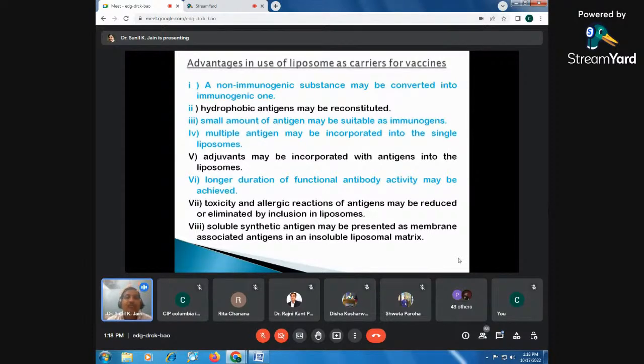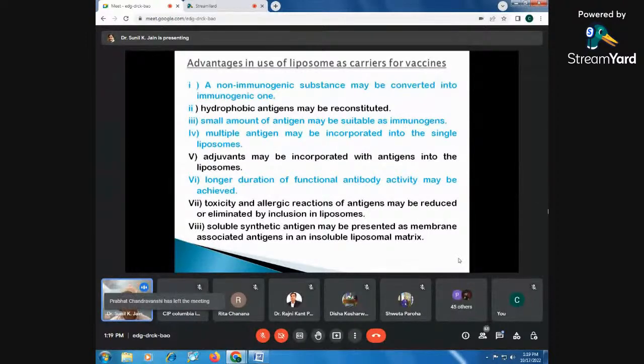Now, as I have discussed that we can use nanoparticles as a carrier for vaccines, similar to that, liposomes also offer certain characteristics so that they can be used as a carrier for vaccines. First point is that non-immunogenic substances may be converted into immunogenic ones. Hydrophobic antigens may be reconstituted. A small amount of antigen may be suitable as immunogen. Multiple antigens may be incorporated into a single liposome. Adjuvants may be incorporated with antigens into the liposomes. A longer duration of functional antibody activity may be achieved.